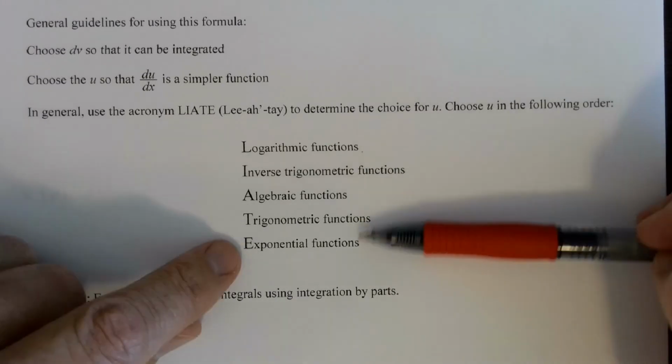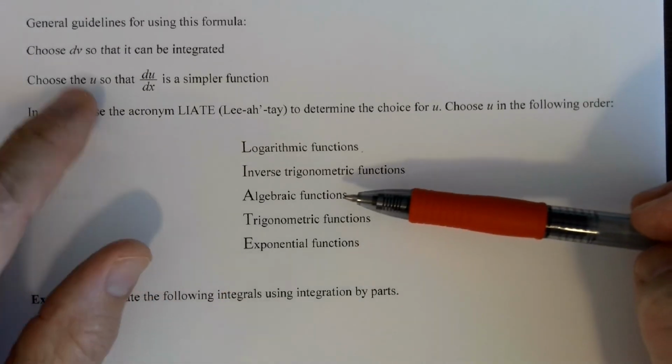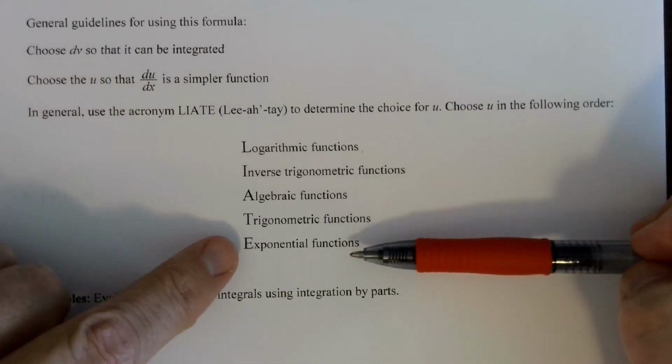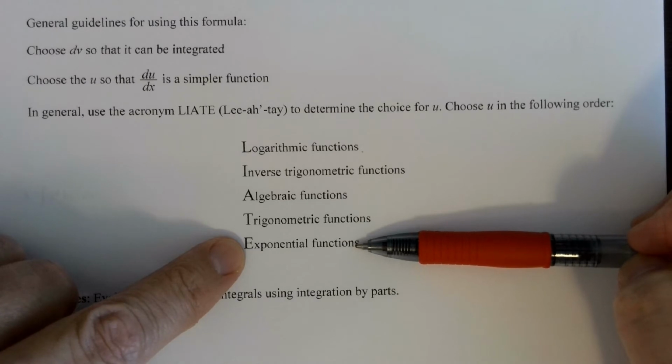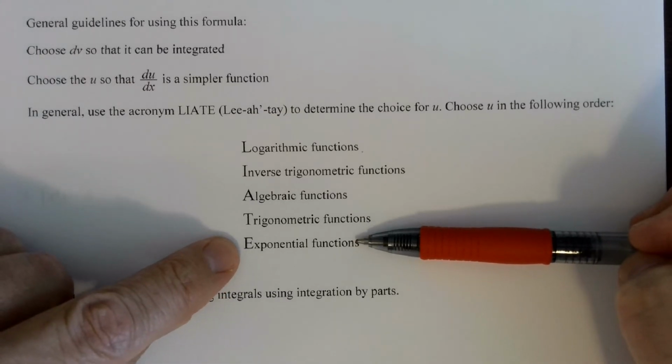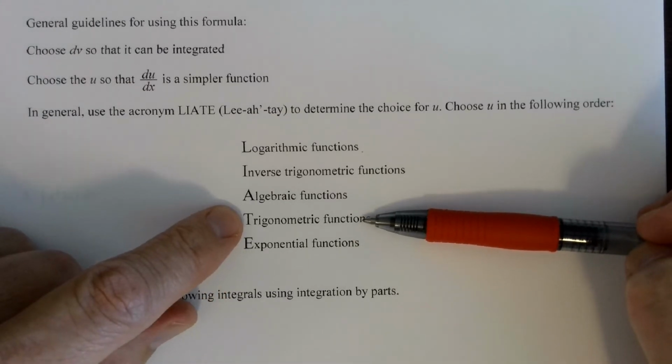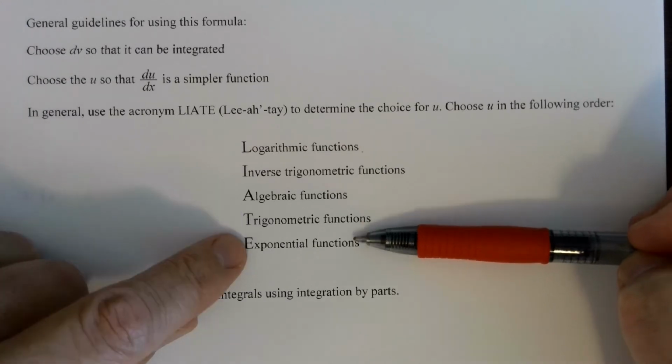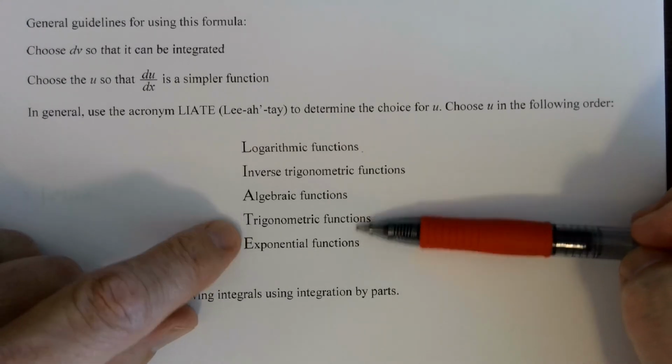The reason we have these at the bottom is that the idea is to choose u so it gets simpler. If you choose u to be e to the x, well, the derivative of e to the x is just e to the x. Or the derivative of 2 to the x is what? Natural log of 2 times 2 to the x. So it's not getting any simpler. It's staying the same. Trig functions, you take the derivative of sine, you get cosine. Take the derivative of cosine, you get negative sine. Derivative of tangent is secant squared. That doesn't seem to be getting simpler. So really, these are bad choices down here.